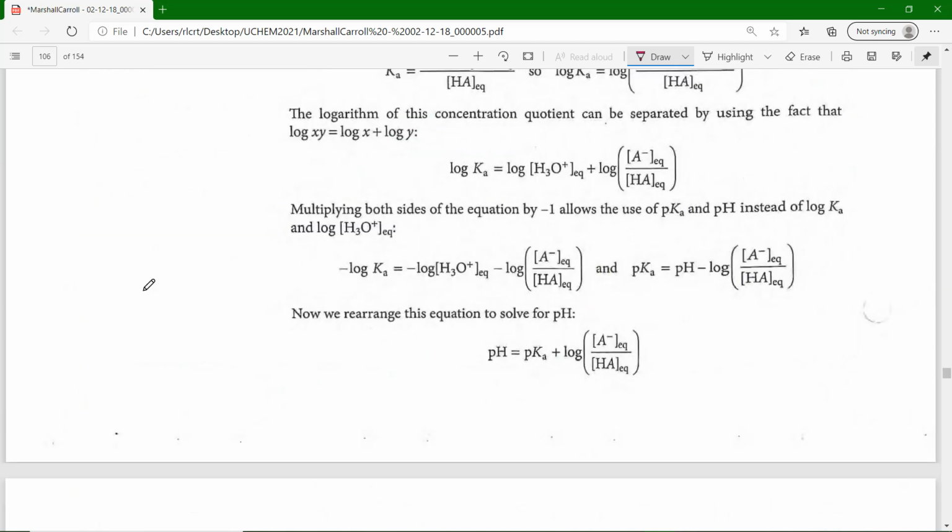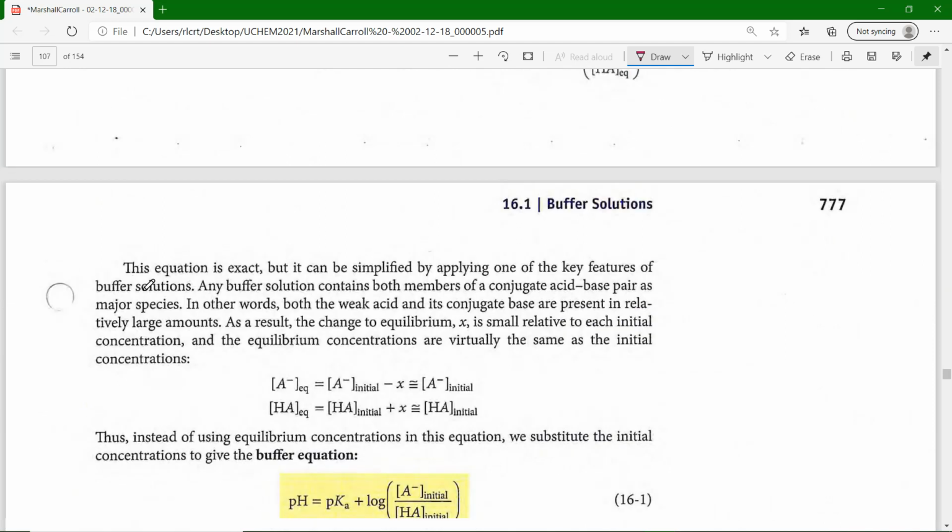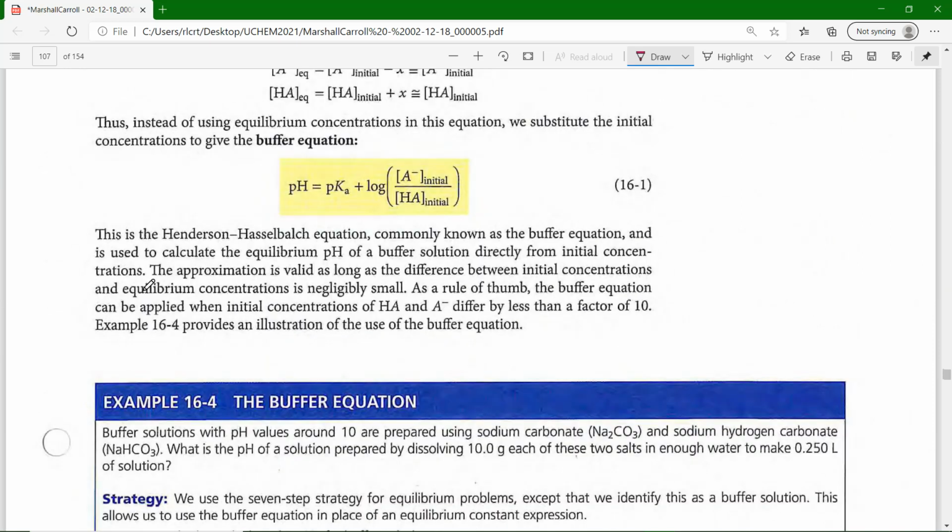So now we get into what I call the buffer equation, which is also known as the Henderson-Hasselbalch equation, the HH equation. The book has decided to call it the buffer equation. It's going to help with lots of things, and I scrolled through the proof. You can look at it if you want. I'm going to write it on a piece of paper since I'm going to be using it a lot.